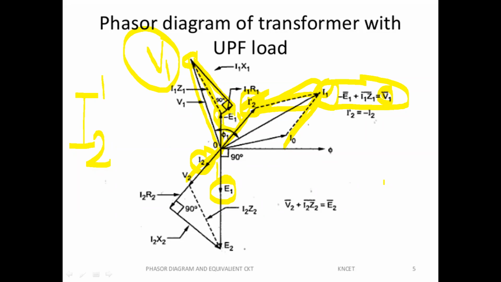V1 equals minus E1 plus I1 Z1. So this is the equation. So this is the phasor diagram of the transformer for UPF load, unity power factor load.